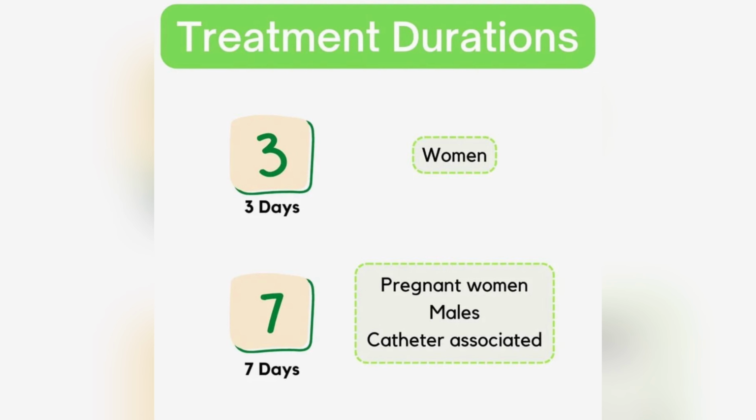Treatment duration for urinary tract infection. 1. For women, 3 days. 2. For pregnant women, 7 days. 3. For males, 7 days. 4. Catheter-associated, 7 days.